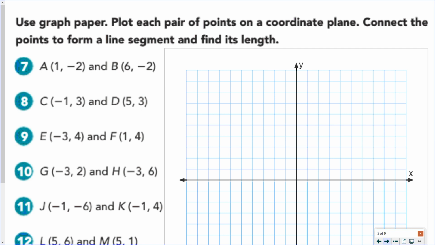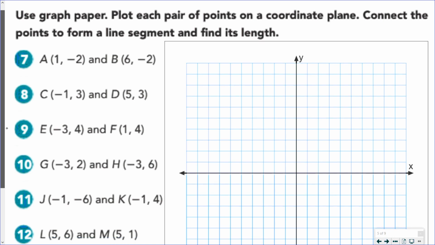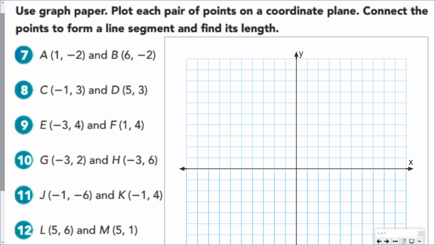So for 7 through 12 here, we're going to do the same thing we did for questions 1 through 6. We'll plot the points, draw the line, and then calculate the length. So A is at 1, -2. So there's point A. B is at 6, -2. Connect. Y coordinates are the same. X have the same sign. They're both positive. 6 minus 1 is 5.